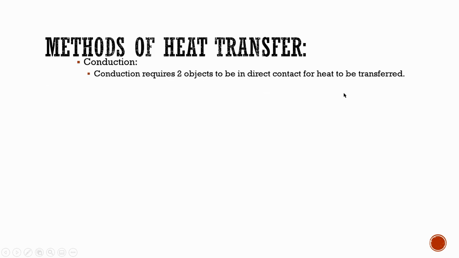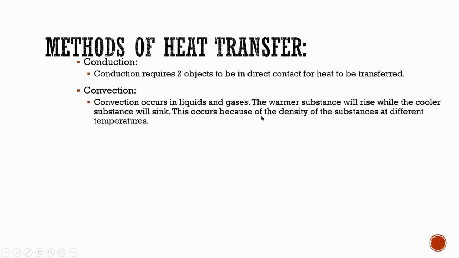The three methods of heat transfer. The first one is conduction. Conduction requires two objects to be in direct contact for that heat to be transferred. So those two objects need to be touching. There's convection. Convection occurs in liquids and gases.